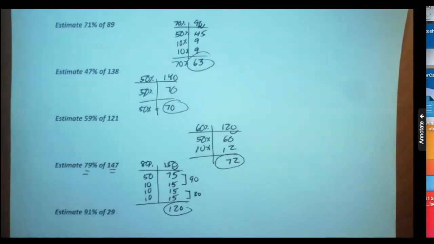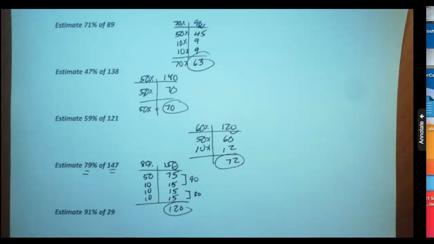And it makes sense. Again, we have to start thinking about these. 100% of 150 is 150. So 80% of it's going to be significantly less. It's going to be a good chunk of it, but more than half, right?